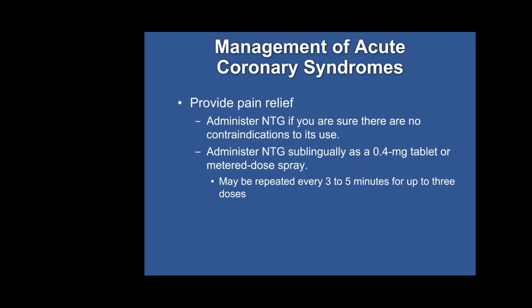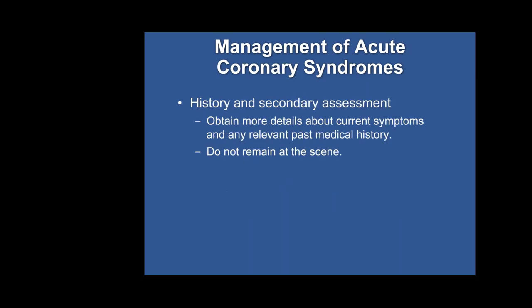We know our nitro dosage and contraindications pretty well. Again, with these patients it always goes back to time is tissue, time is muscle. So as soon as we recognize it, right? Remember, calmly getting them to the hospital as quickly as possible. We don't want to mess around on scene. Everything we're doing right now is just managing, trying to stop the problem from getting worse. We still need that cath lab to go in there to actually try to deal with their issue.